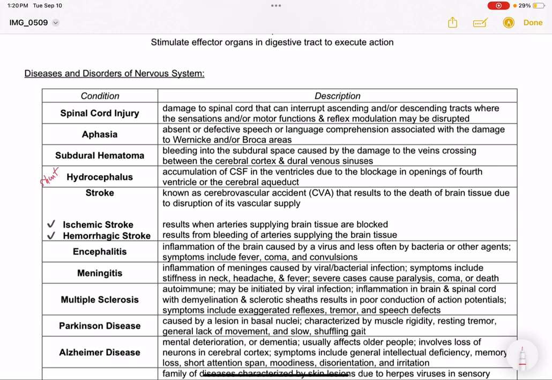Okay? So, ang stroke naman. So, ang stroke is known as cerebrovascular accident or ang CVA that results to the death of brain tissue due to disruption of its vascular supply. So, may ginatawag kita nga ischemic stroke and hemorrhagic stroke. So, ang ischemic stroke, isang arteries nga ga-supply sa brain tissues naton are blocked. Okay, so naka-block ha sa ischemic stroke. And sa hemorrhagic, meaning hemo, may blood, so naglupok na, results from bleeding of arteries supplying the brain tissues.